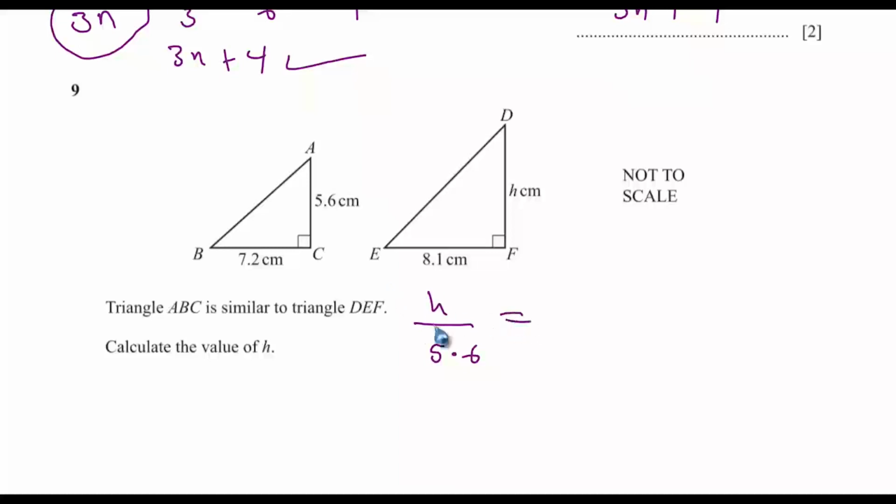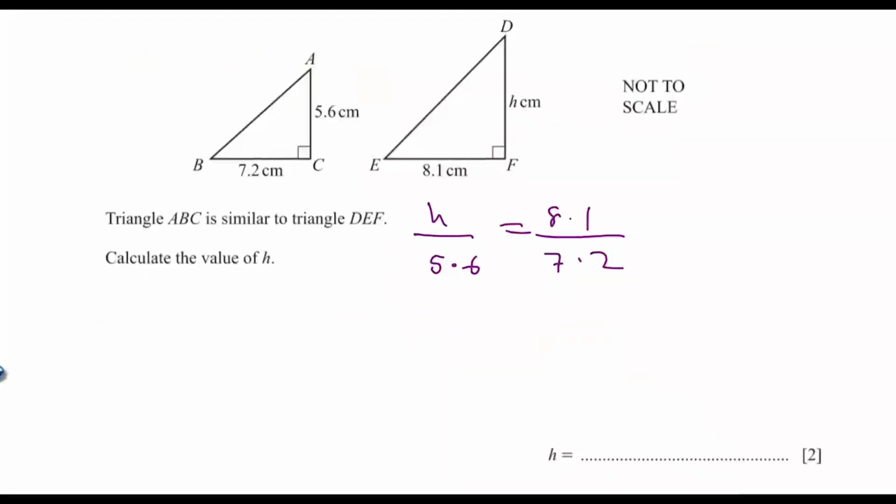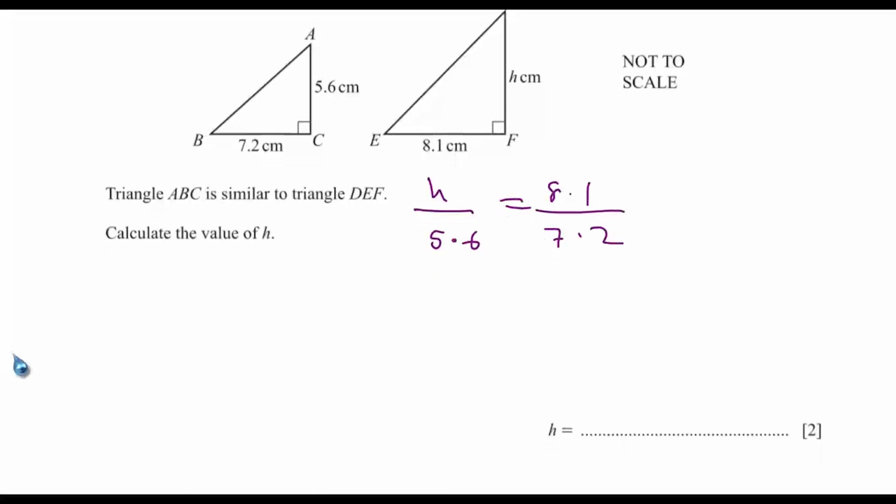So let's take another corresponding sides. So the ratio of another corresponding sides, so we're going to have EF and then BC. Since I started from triangle DEF, I will take 8.1 first. 8.1 ratio 7.2. So we need to solve this to get the value of h.